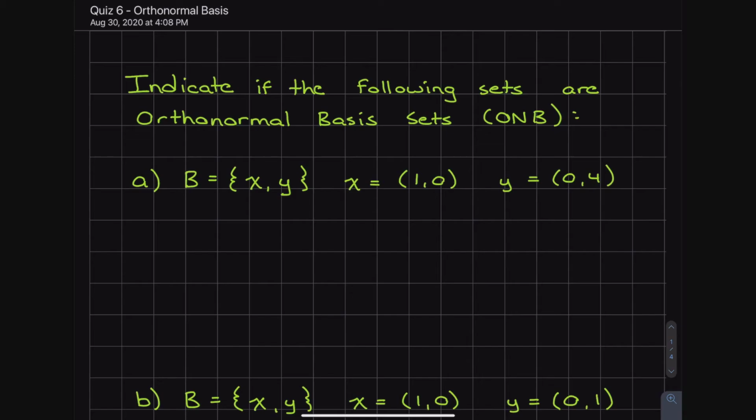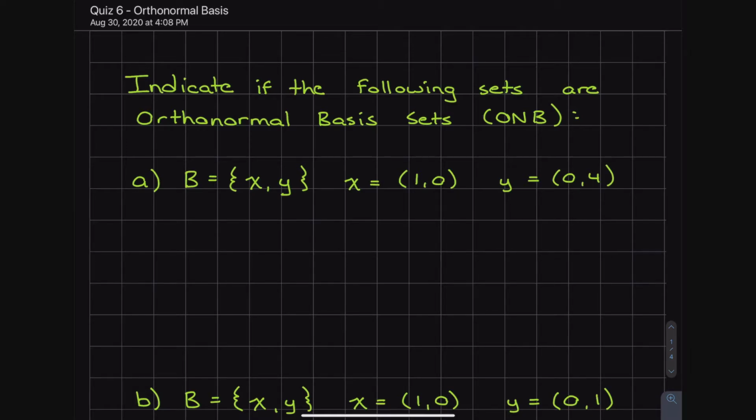All right, so the quiz is very simple. It has one question. It says, indicate if the following sets are orthonormal basis sets, which is O and B, or if they're not, of course. So if we look at number 8, the set B is made up of two vectors, x and y, where x is equal to (1, 0), and y is equal to (0, 4). So again, to check if it's an orthonormal basis set, we check two things. One, is the norm of all the vectors equal to 1, and are the vectors themselves perpendicular to each other?